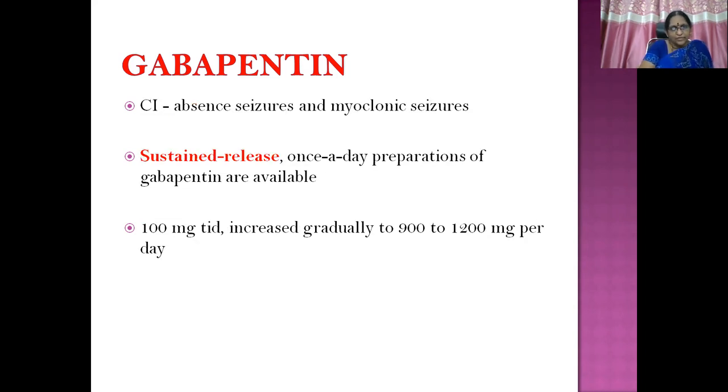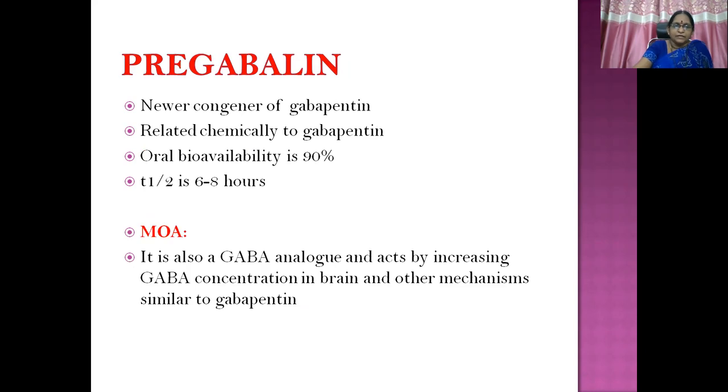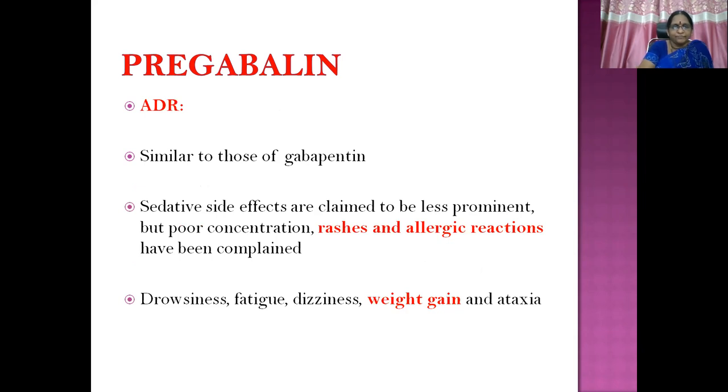Contraindications, absence seizures and myoclonic seizures, and sustained release formulation that we have discussed already, because of which once a day administration can be available. Then dose to be given is 100 mg TID, increased gradually to 900 to 1200 mg per day. Then pregabalin, newer congener of gabapentin, related chemically to gabapentin, bioavailability is 90% and half-life is 6 to 8 hours. It is also a GABA analog and acts by increasing GABA concentration in brain under the mechanism similar to gabapentin. ADR similar, and apart from that, rashes and allergic reactions, and of course, weight gain and ataxia, same is the case.